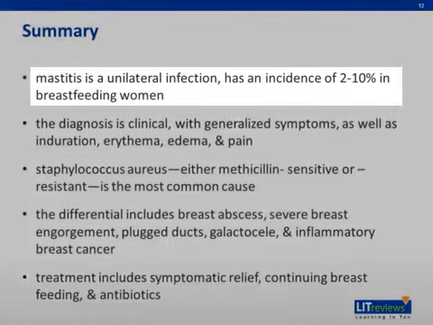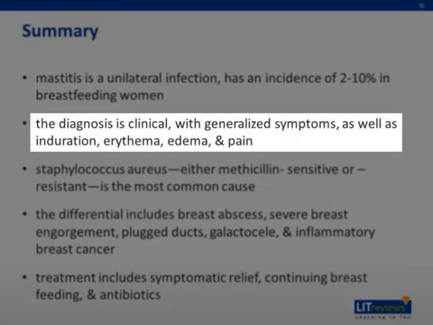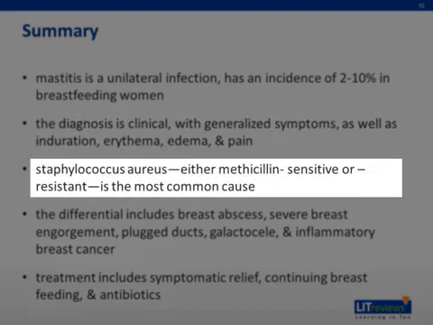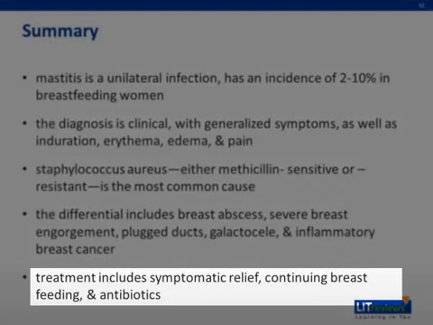In summary, mastitis is a unilateral infection with an incidence of 2 to 10% in breastfeeding women. The diagnosis is clinical with generalized symptoms as well as induration, erythema, edema, and pain. Staphylococcus aureus, either methicillin sensitive or resistant, is the most common cause. The differential diagnosis includes breast abscess, severe breast engorgement, plugged ducts, galactocele, and inflammatory breast cancer. Treatment includes symptomatic relief, continuing breastfeeding, and antibiotics.